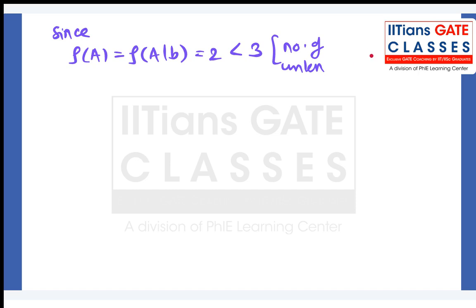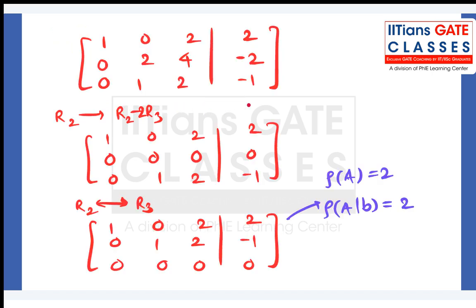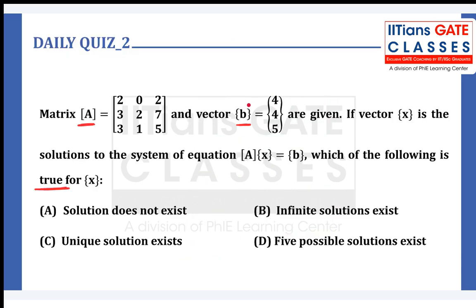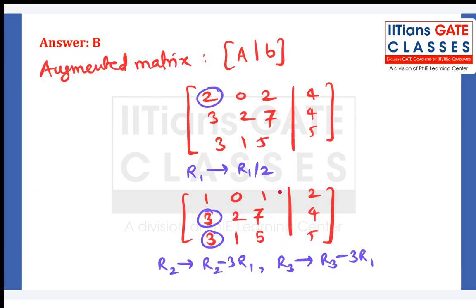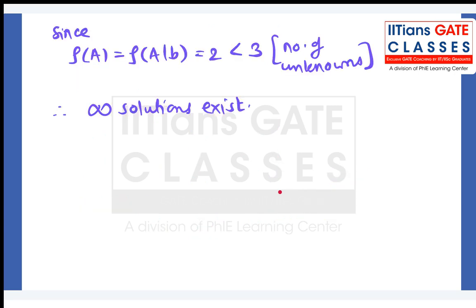So therefore, this is the infinite solution case. Infinite solutions exist for this kind of system of equations. So that is option B. Option B is correct, and that is the correct answer also. This is how you are supposed to solve this question.